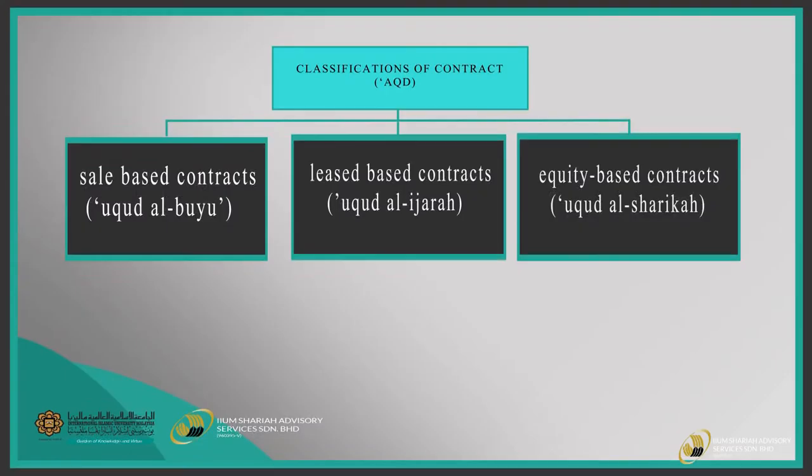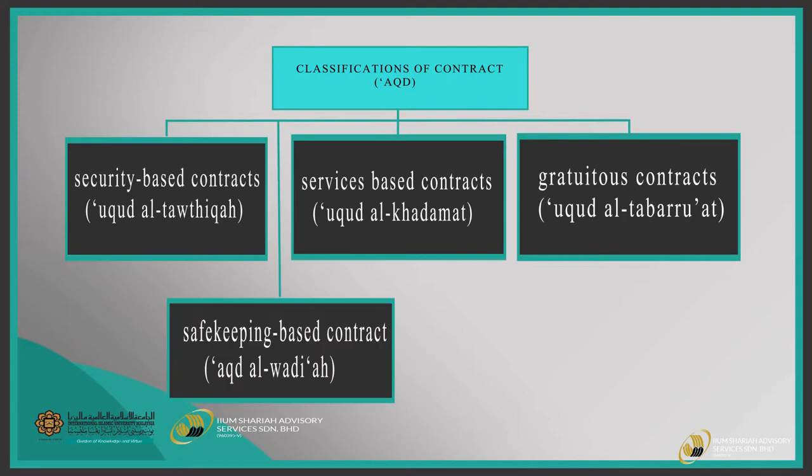After knowing about the definitions of contract, akad, let us discuss the classifications of contract, akad. The classifications of contracts are based on whether they are sale-based contracts, uqud al-buyu', lease-based contracts, uqud al-ijarah, equity-based contracts, uqud al-sharikah, security-based contracts, uqud al-tawthiqah, services-based contracts, uqud al-khadamat, gratuitous contracts, uqud al-tabarru'at, or safekeeping-based contract, aqd al-wadi'ah.